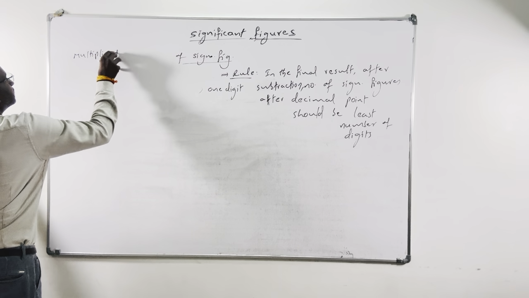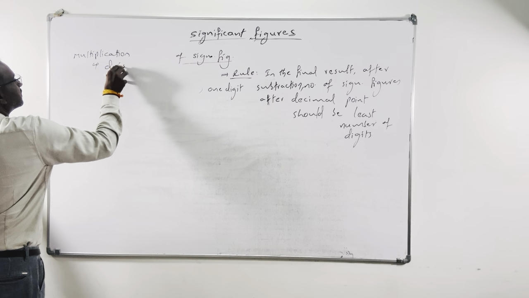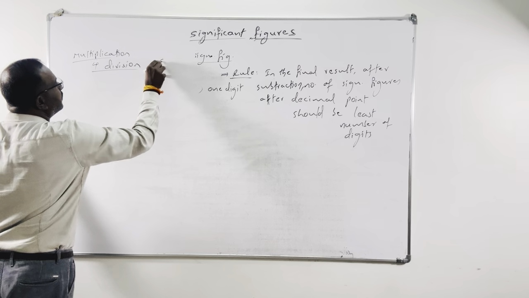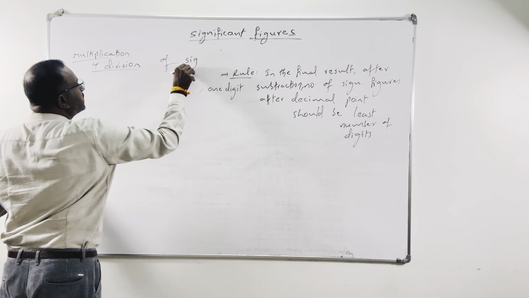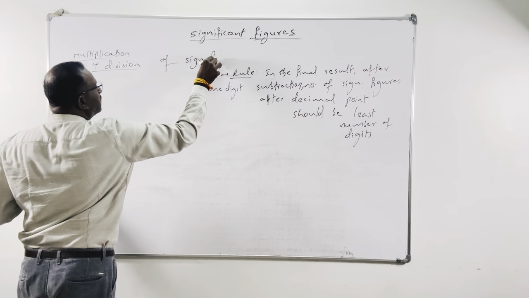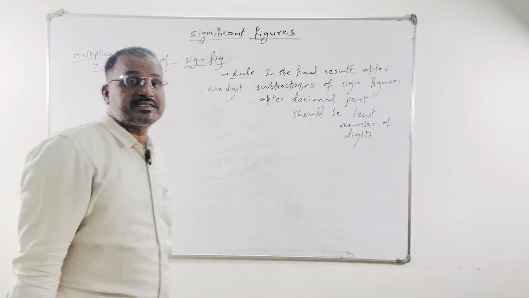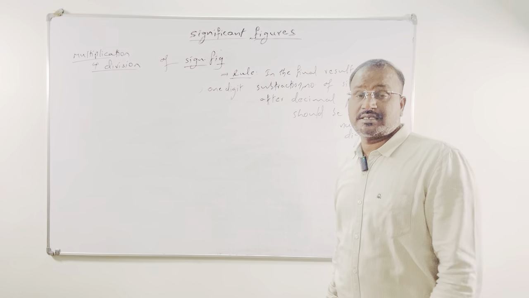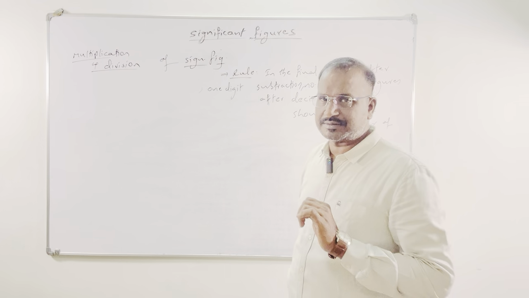Multiplication and division. Multiplication and division of significant figures. For this, we have one rule. For multiplication and division of significant figures, for both these things, the rule is the same as for addition and subtraction.